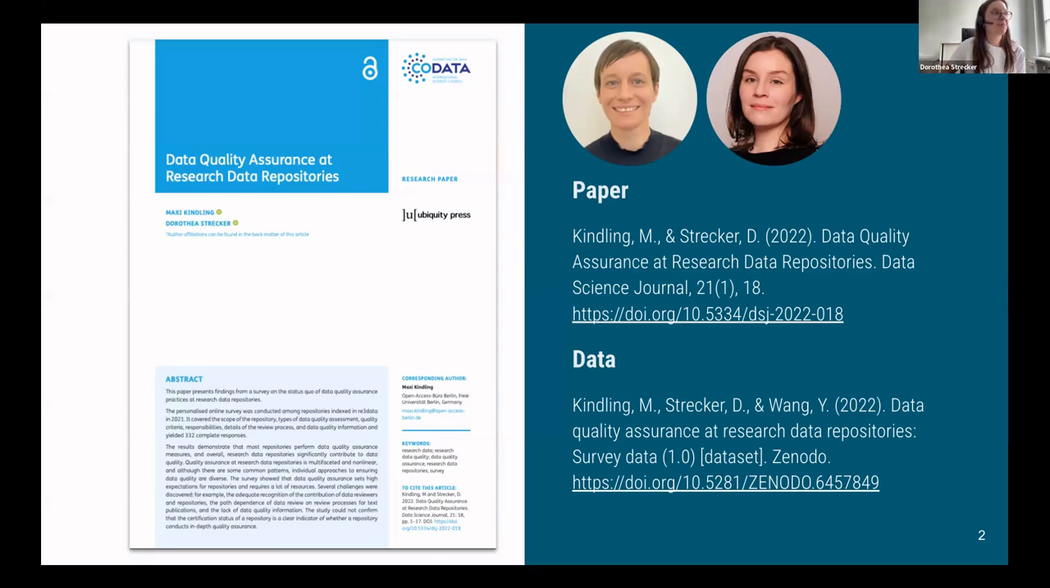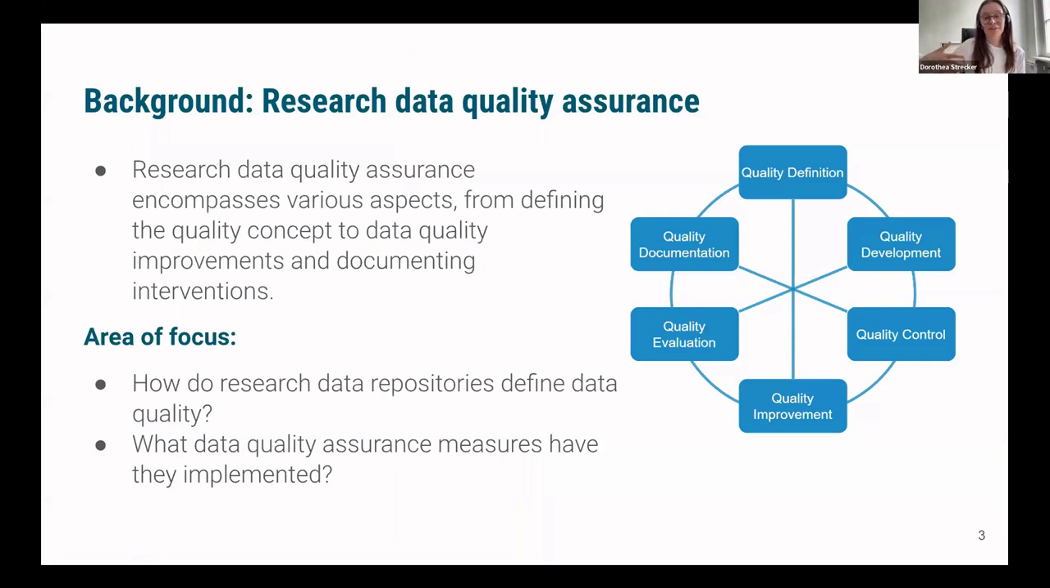Yeah, I'm going to jump right in. I will start by giving a few introductory information, and then Maxi will present the main findings of the survey.